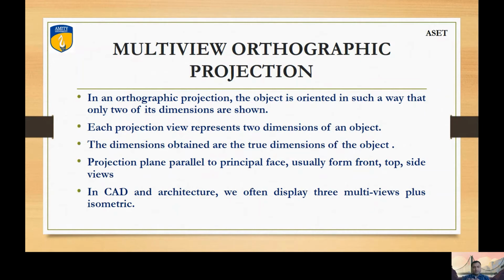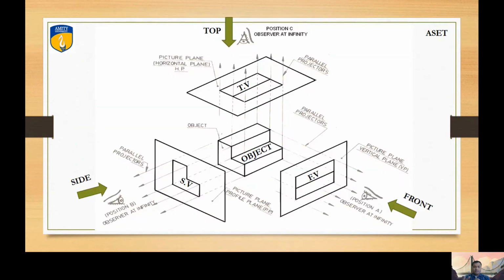So what will be the multi-views? The multi-views will be named as follows, and this is very important. This is my object now. If you see from here, this is called the front observer. This is very important, please listen carefully, and if you have missed it, please go back and clear the concept again. So this is the front observer.